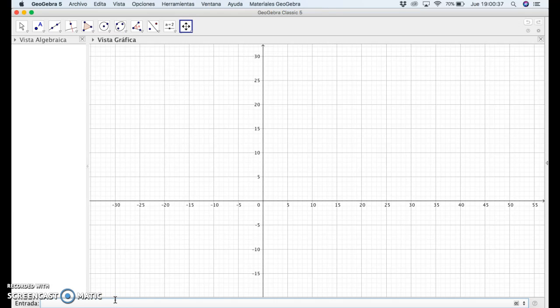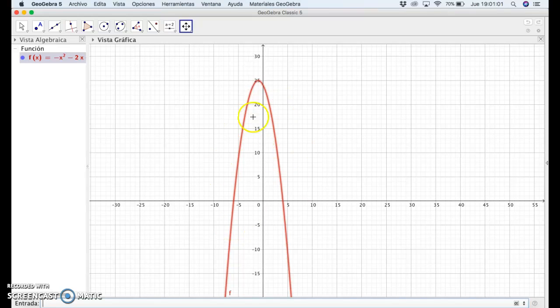Today we will be working with a quadratic equation. So our equation is f of x equals minus x squared minus 2x plus 24. As you can see, GeoGebra automatically graphs it when you put the function in. So this is our graph.